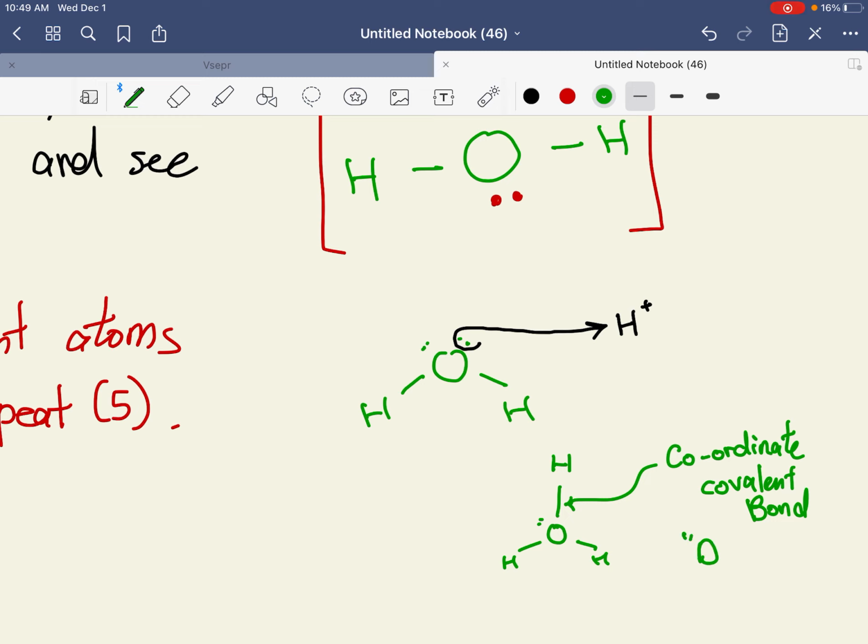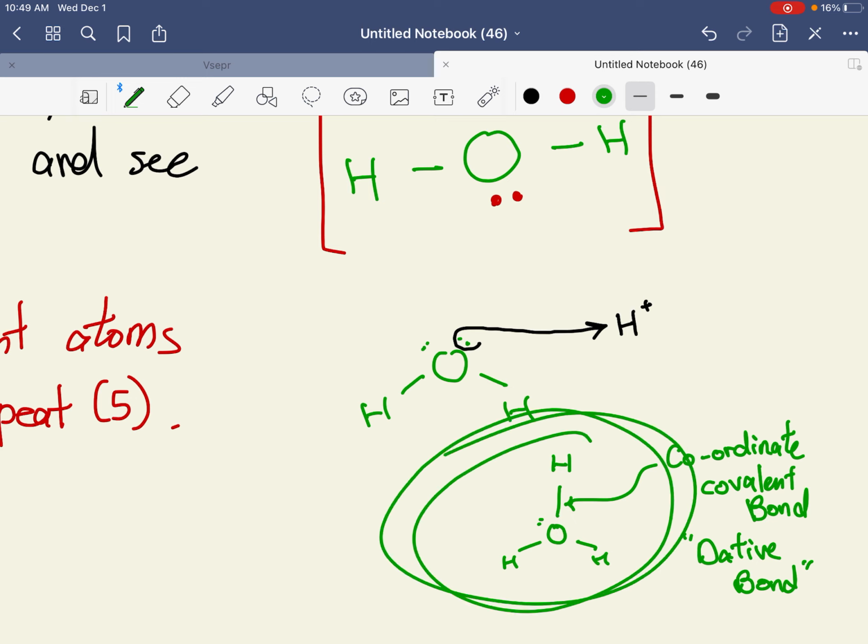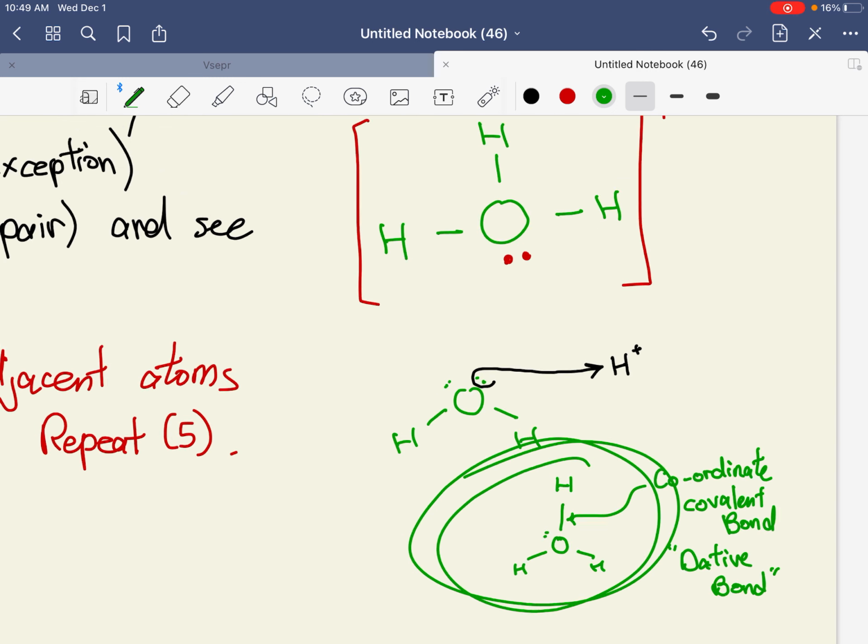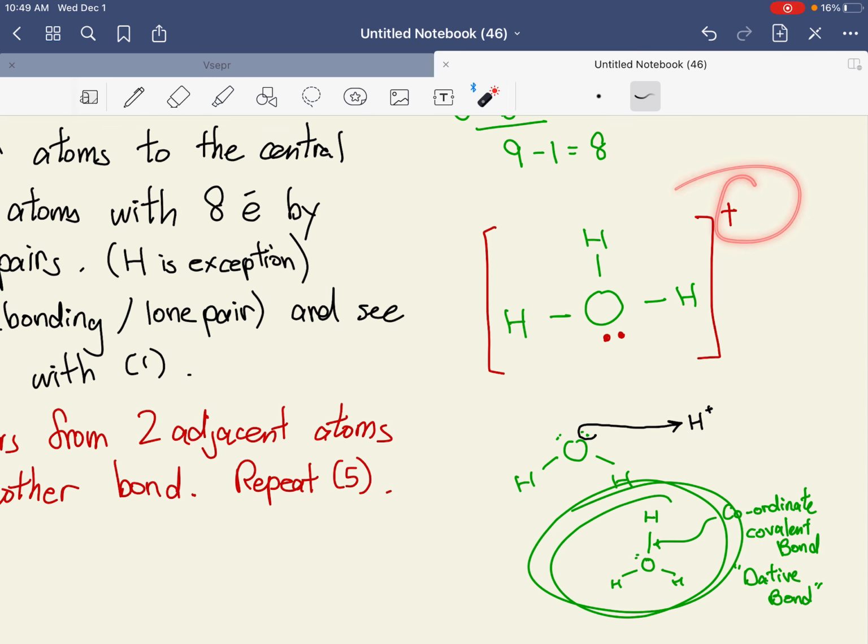Some people even call this dative bond. I like dative bond. It's much shorter than saying coordinate bond. Man, coordinate bond, that's a mouthful right there. All right, so here it is. Dative bond. So that's how you get H3O plus. Now, the next question, of course, is this. This molecule right here has an overall charge of +1, right? Where is that +1? Is it this H? It was.